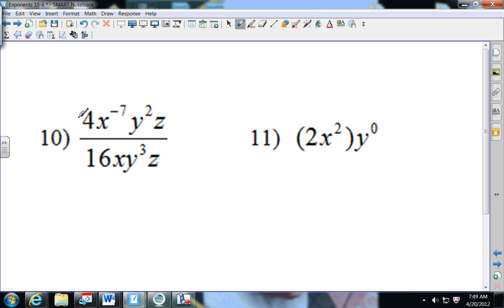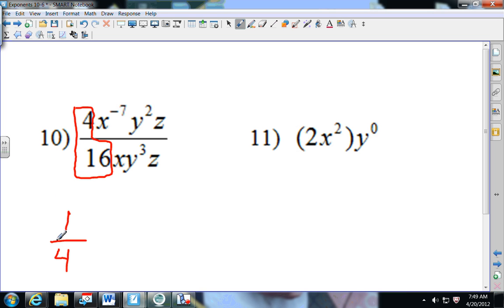All right, look closely on your paper. What did you do with these? Did you say the answer was 4? Because that's not right. It's a fraction. It's 1/4. 4 over 16 reduces to 1/4.